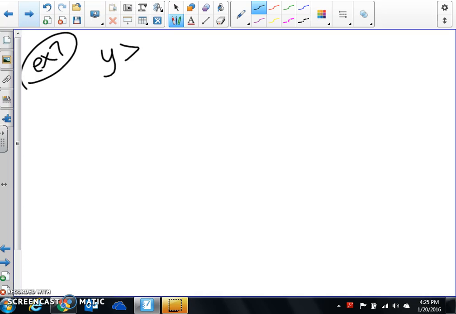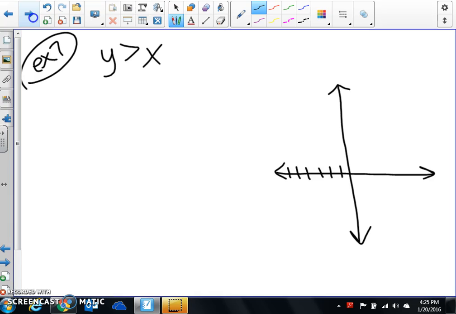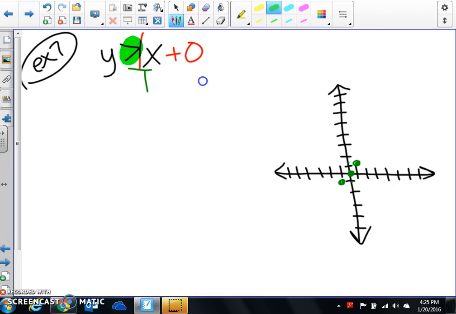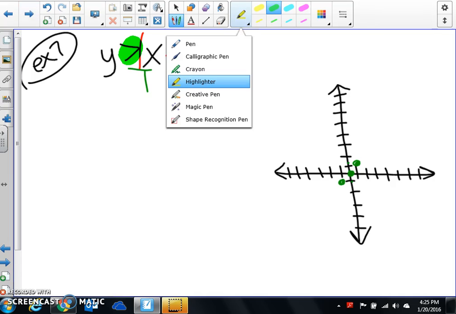y is greater than, let's just put x. y is greater than x. So I ask myself, is that in y equals mx plus b? And the answer is yes. And if it makes you uncomfortable, just go ahead and put that plus 0, and then you can put the 1 there. So my y-intercept is 0, and then my slope is 1. So it's 1 over 1, up 1 over 1, down 1, left 1. I check my inequality. So this is going to be a dashed line.